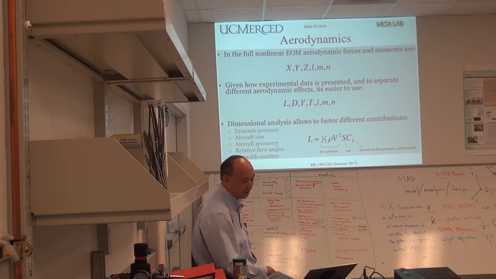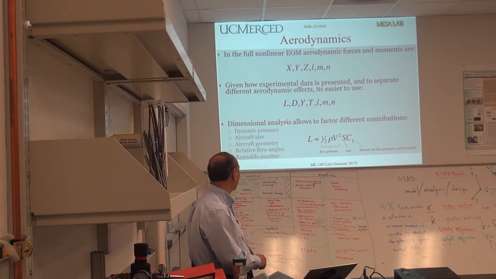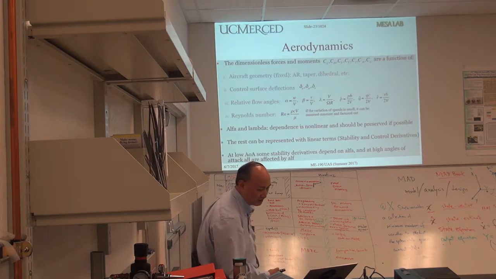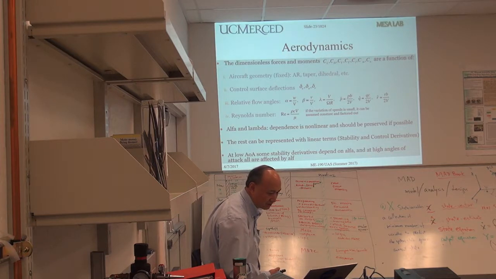aerodynamic moments, L, M, N. So we do dimensional analysis. You can factor different contributions of this. So this is called dynamic pressure, aircraft size. This is a unit of area, cross section area, aircraft geometry, relative flow angle, and Reynolds number. So these are the factors affecting this capital L lift. Similar things we can do for those moments. So we are going to introduce the moments.